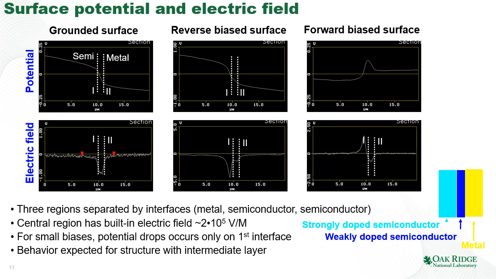So this feature between lines 1 and 2 stays almost the same. And then a potential drop develops at the interface, on the boundary, with the magnitude determined by whether it is reversed or forward biased. So I can estimate what the built-in electric field at this interface is. In this material, it is about 2×10⁵ volts per meter.